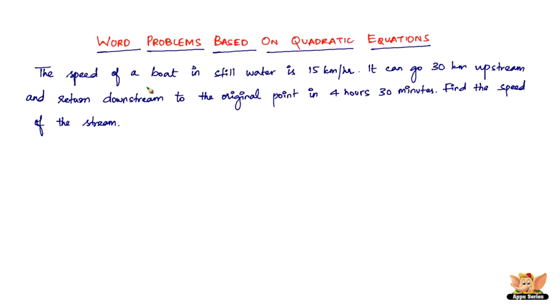In this video, let us continue solving word problems based on quadratic equations. And here we've got a problem which reads like this. The speed of a boat in still water is 15 kilometers per hour. It can go 30 kilometers upstream and return downstream to the original point in 4 hours and 30 minutes. Find the speed of the stream.